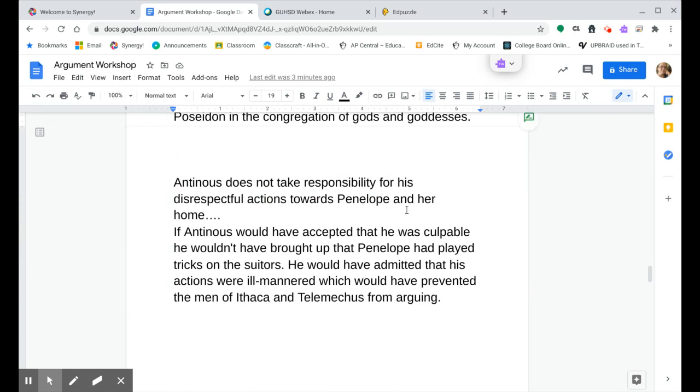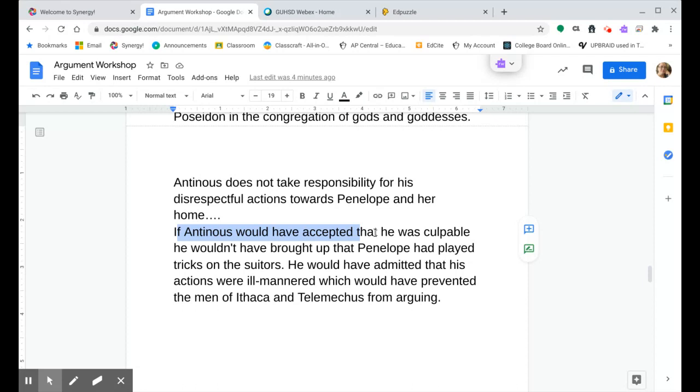Okay. Antinos does not take responsibility for his disrespectful actions towards Penelope and her home. Ooh, nice claim. So let's see if the commentary follows. If Antinos would have accepted that he was culpable, he wouldn't have brought up that Penelope had played tricks on the suitors. He would have admitted that his actions were ill-mannered, which would have prevented the men of Ithaca and Telemachus from arguing. Does it have a clear type of reasoning? Yep, contrast. I can see right there.